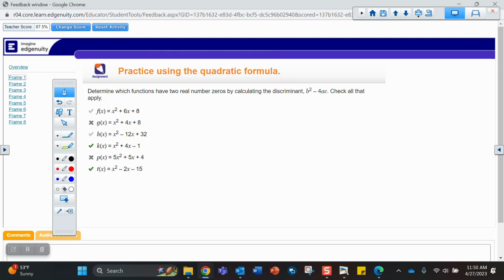Determine which functions have 2 real number zeros by calculating the discriminant. So it looks like you did not pick the first one. So let's calculate that discriminant, b squared minus 4ac. Remember what that means is we need this to be greater than 0. When it is 0, we get one answer, and when it's less than 0, we get no real answers.